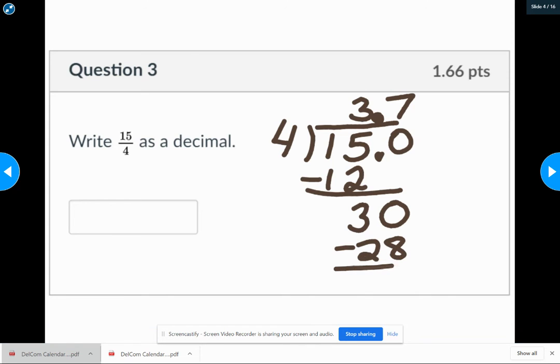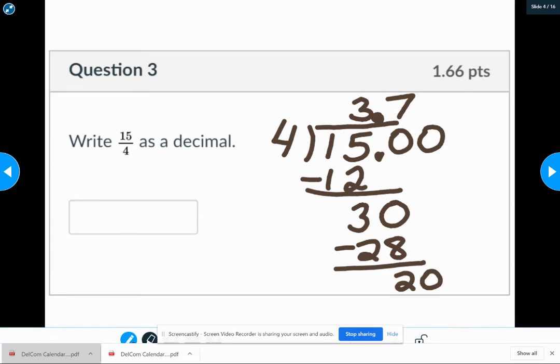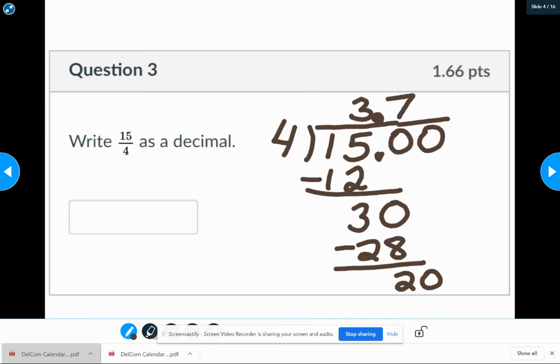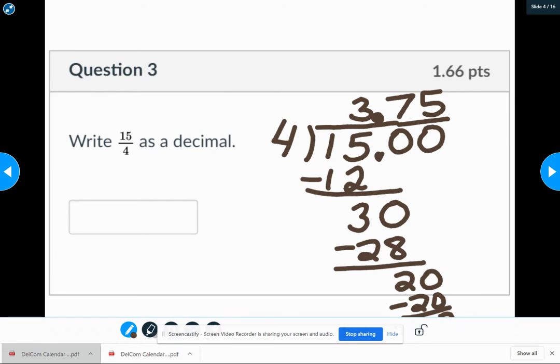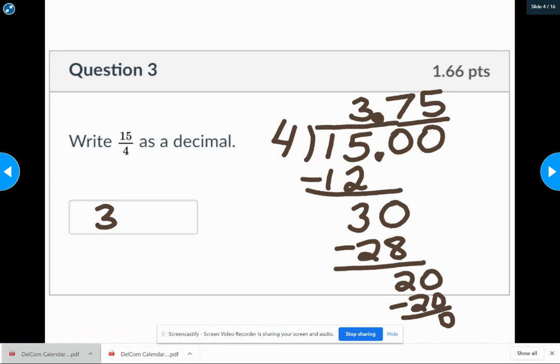So we can take 30 minus 28, we get 2. Bring the 0 down again. Okay, we have 20. 4 goes into 20 5 times. So we're done, because that went away completely. So 3.75.